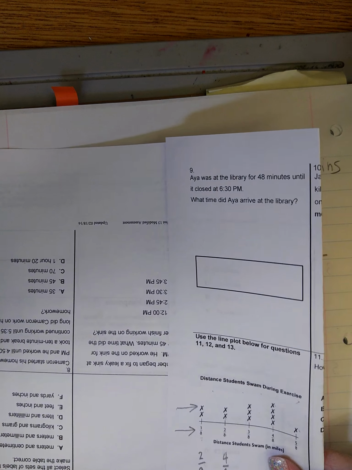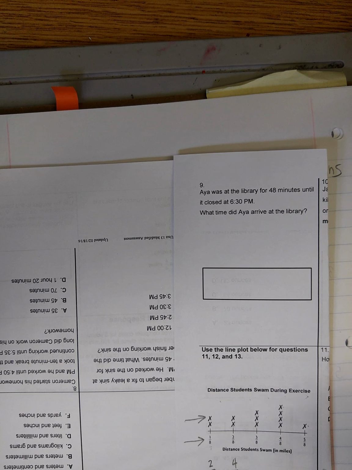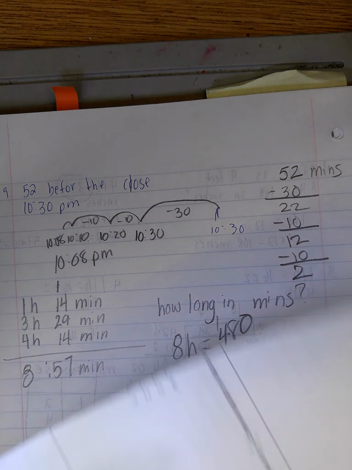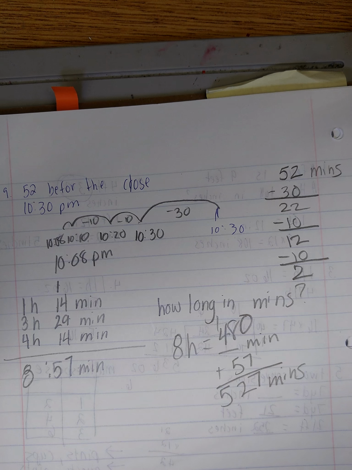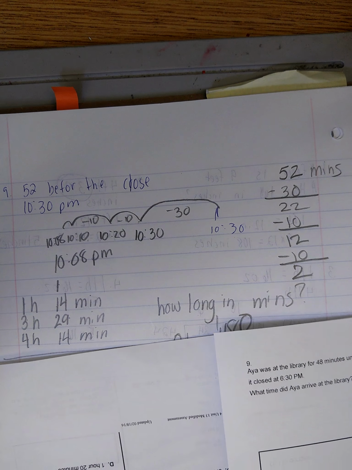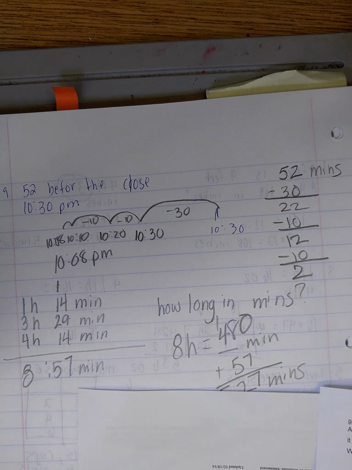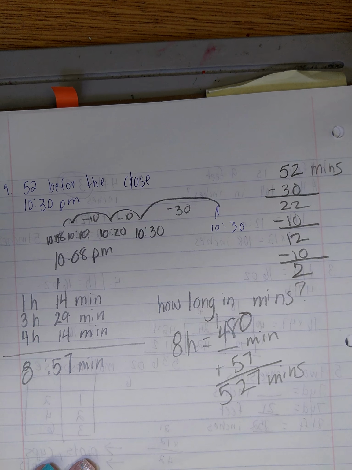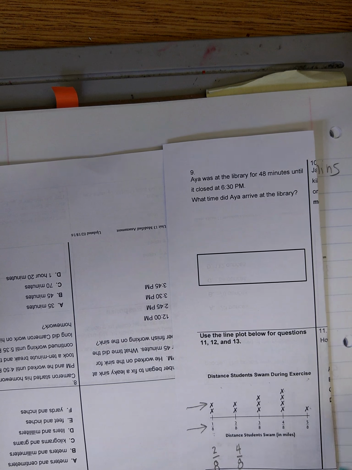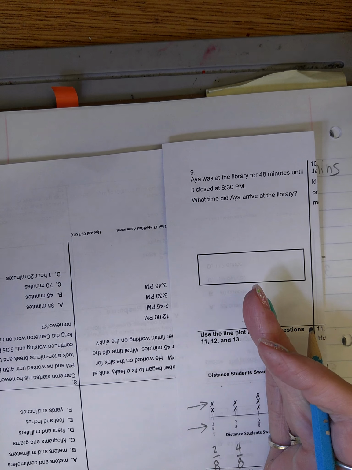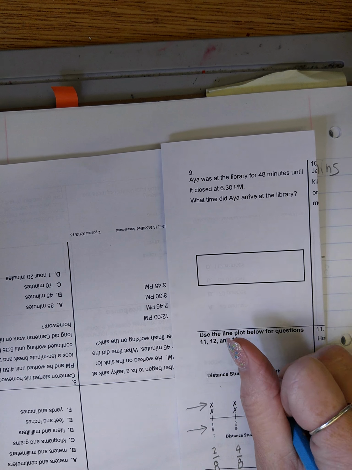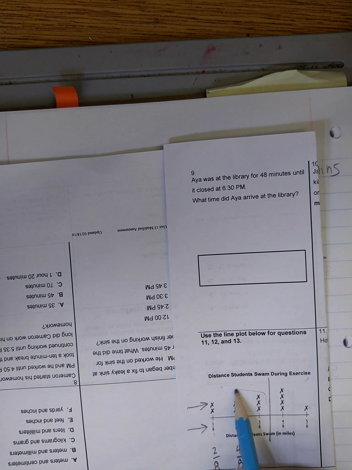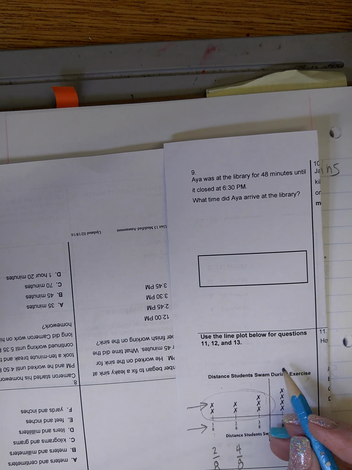Number 12 asked about how many miles the entire group swam. So I'm going to formulate another question. I could say, how many miles did anyone who swam under 3/8? So I would draw a line here, and I would figure out how many under 3/8.